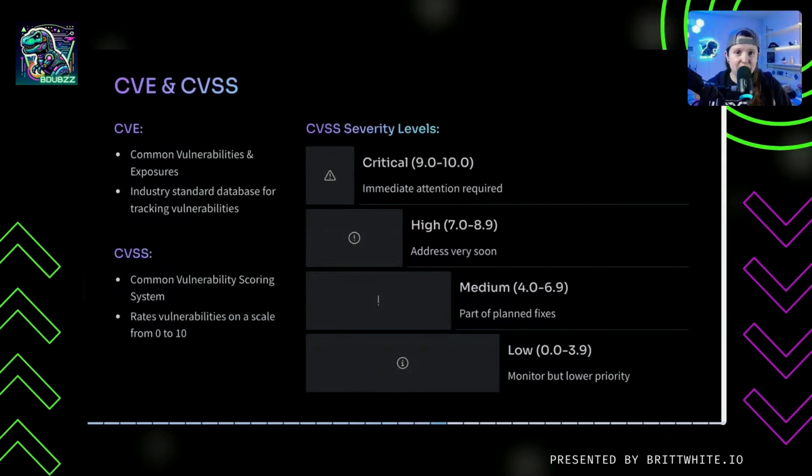Now you should watch out for false positives, which are incorrectly identified vulnerabilities, and false negatives, which are missed vulnerabilities, by validating your findings and performing regular follow-up scans.